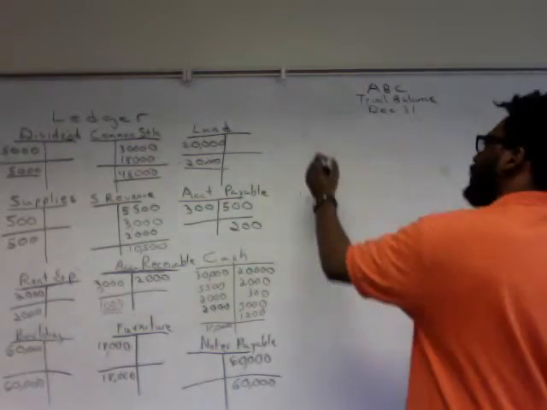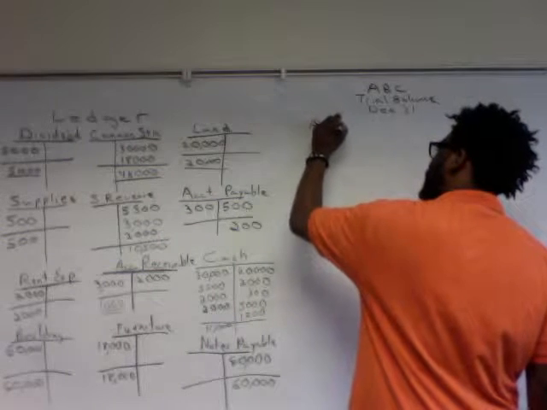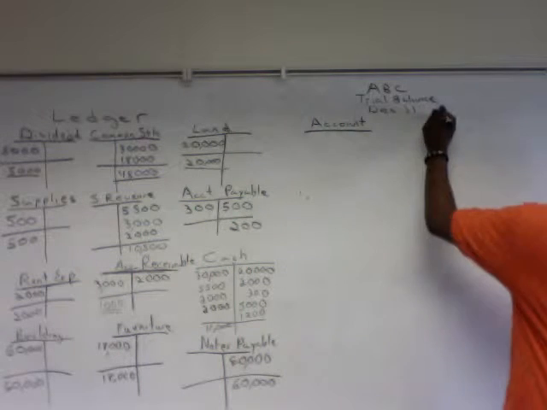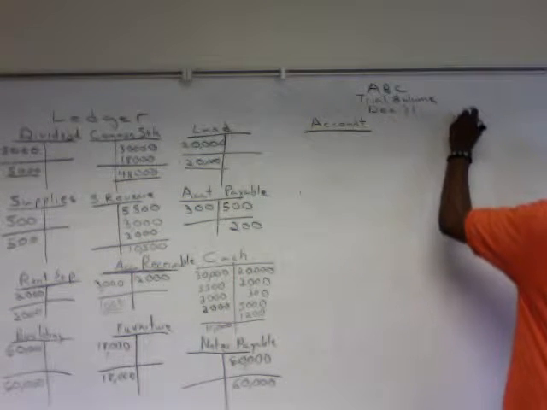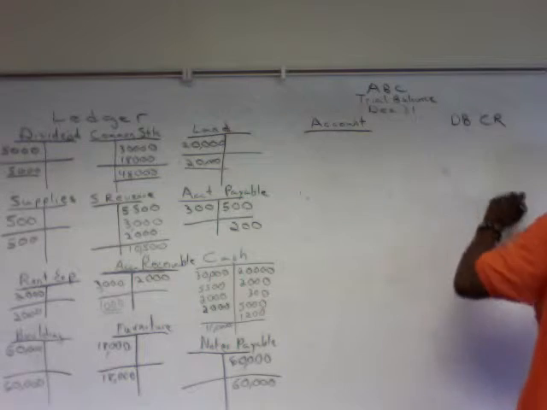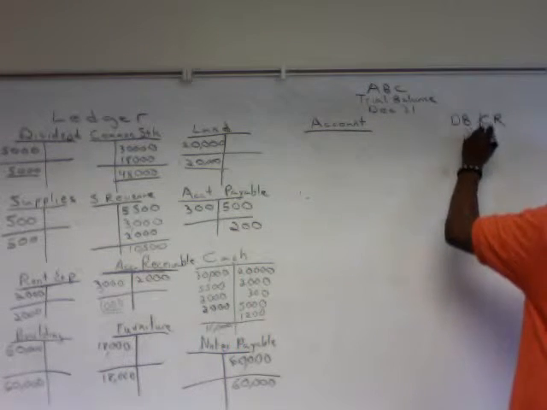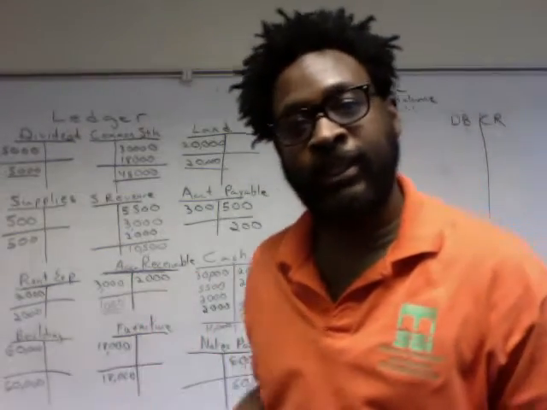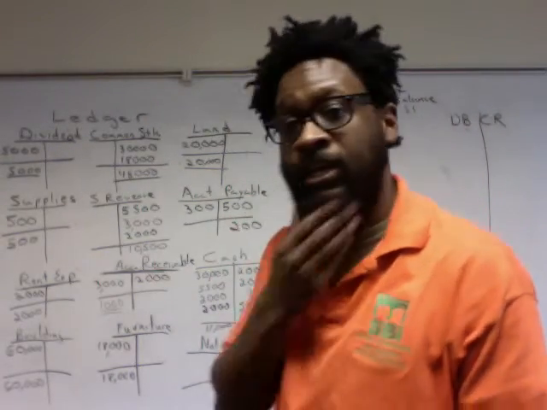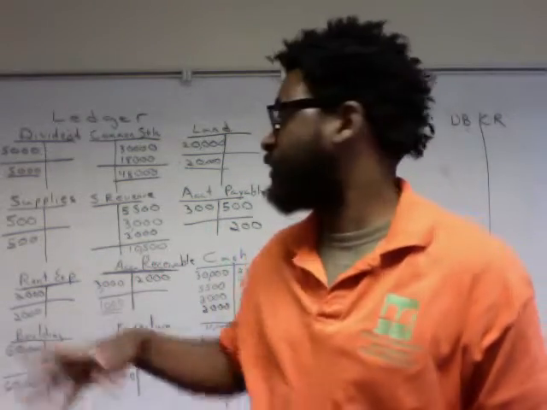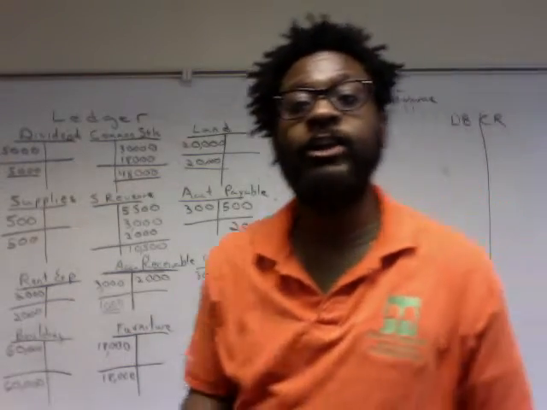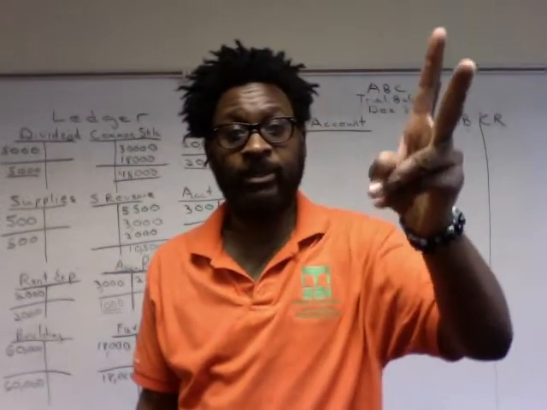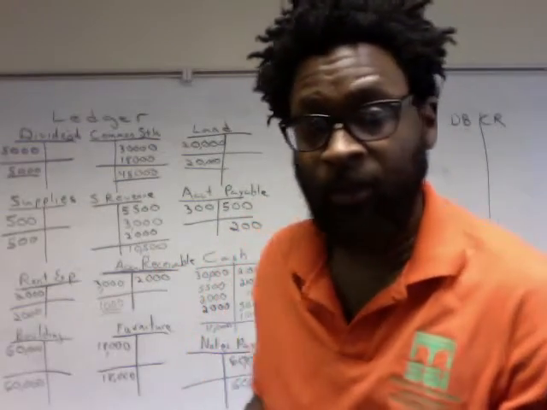Trial balances are very easy. All you have to do is create an account column and a debit and credit column. Just that easy. After that, you just fill in the information that's in your ledger. Now, there's a particular order that you have to place these accounts in. The order is simply the accounting equation. What's the accounting equation? Assets, liabilities, stockholders' equity. So that's what we're going to do.